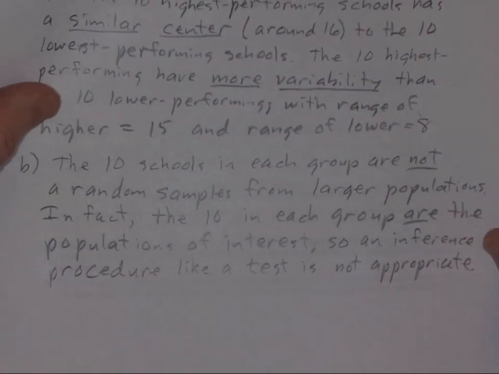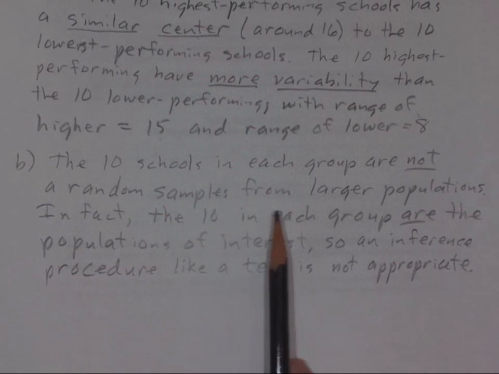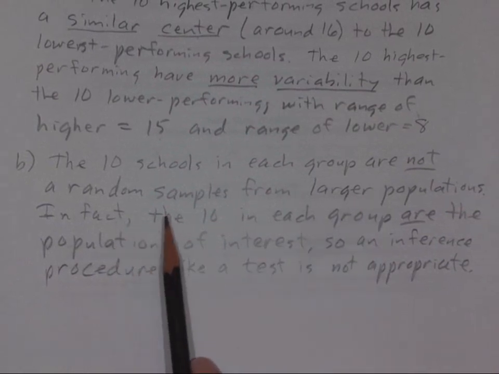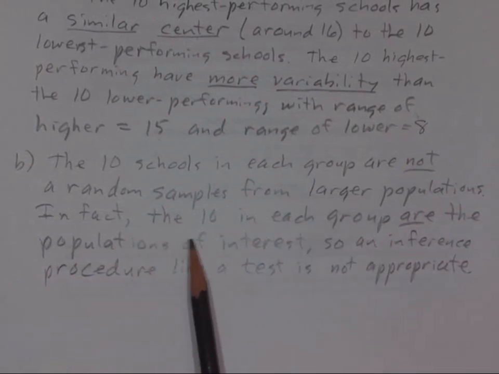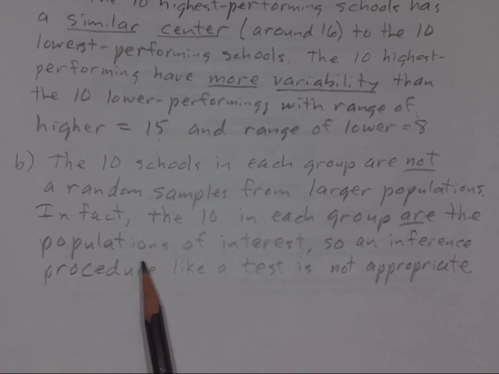And so you could say something like this. You could say the 10 schools in each group are not random samples from larger populations. In fact, the 10 in each group are the populations of interest. In other words, these are 2 censuses, censuses of size 10. So an inference procedure like a test is not appropriate. So there you go. Every once in a while, they'll ask that question.